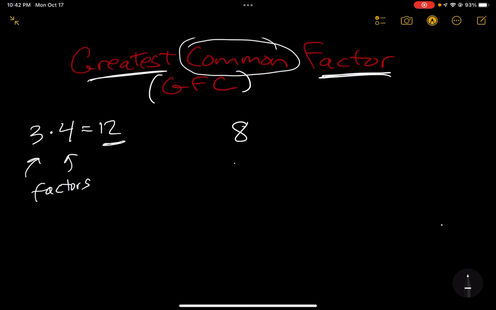What if we had two numbers, 8 and 14, and someone says to us, hey, what's the greatest common factor? Because that's what we would be talking about at lunchtime, right? Greatest common factors? Okay, just kidding.